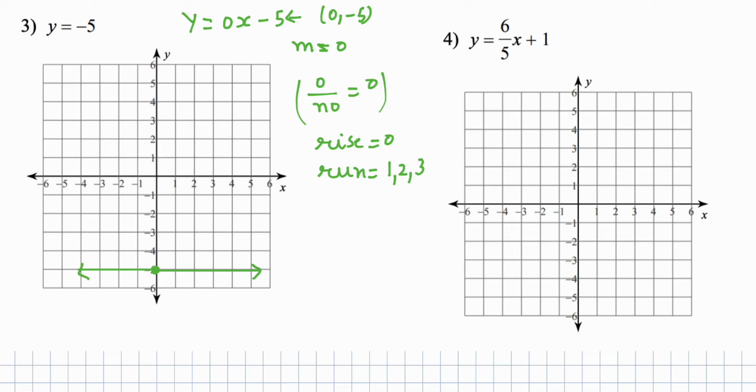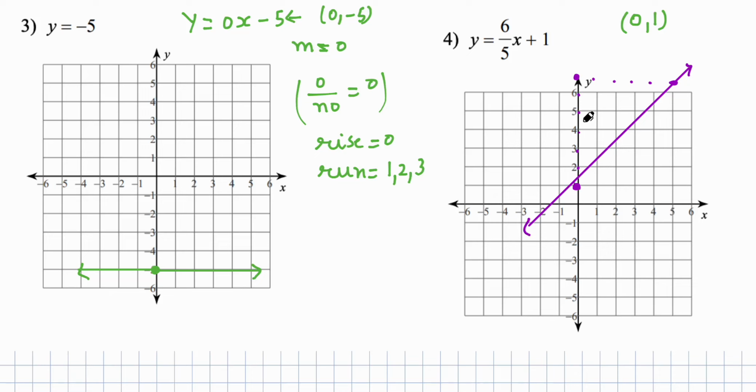Let's come to the last question of this part. So +1 is the initial value. That means 0 and 1 are the coordinates where we will start our graph. 0 and 1. Then 6 over 5. 6 up: 1, 2, 3, 4, 5. Oh, 6 is here, that's okay. 5 towards the right: 1, 2, 3, 4, 5. So here I am. Here is the graph. Wonderful.